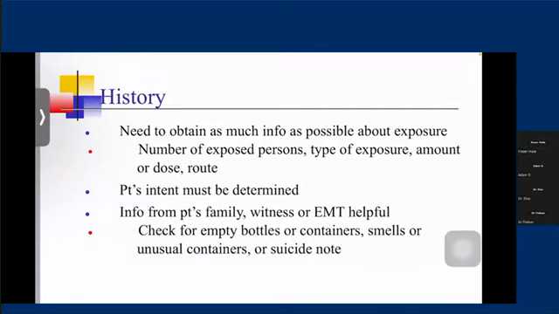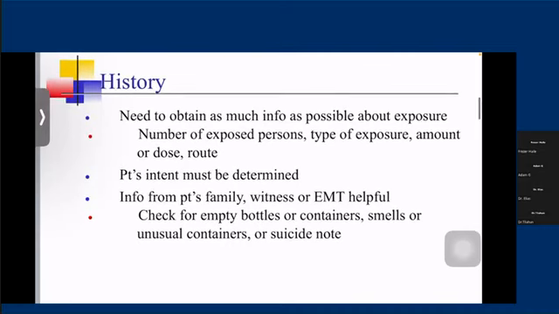History-wise, we need to obtain a clear history. I know it's always difficult to get a clear history from the patient, because the patient might not be willing because of suicidal intentions, repercussions, judgment, and so on. So it's better to take time and talk to the patient in private to get the clear drug, and also the number of exposed persons, like in carbon monoxide poisoning, organophosphate poisoning, and so on. You have to know the degree of poisoning and type of exposure, amount, dose, and the route.